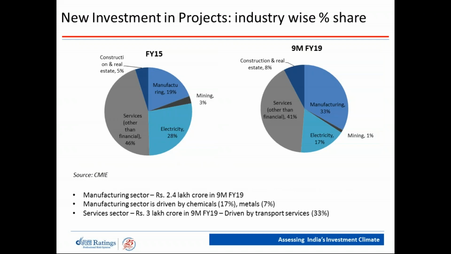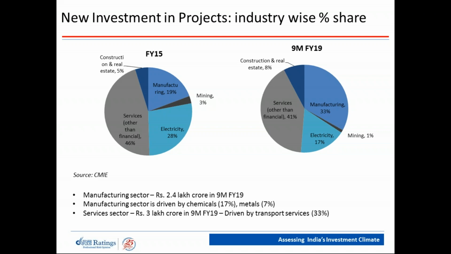In terms of sectoral composition of new investment, there has not been a notable change over the years. Services continue to have a dominant share, followed by manufacturing and electricity. The share of services and manufacturing has increased while that of electricity has declined over the years. When compared with FY 15, the share of services has declined from 46% to 41% during the first 9 months of FY 19, while that of manufacturing has risen from 19% in FY 15 to 33% in FY 19.